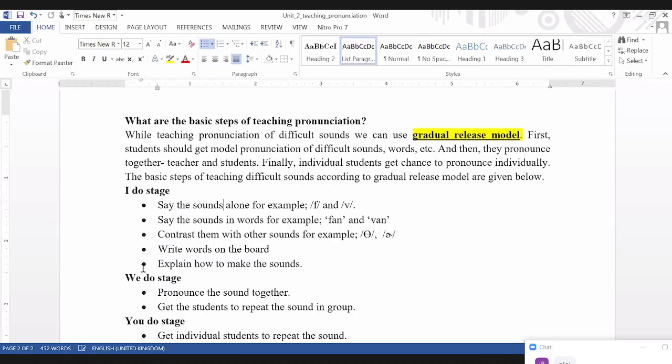For example, fa and ba sounds are difficult for Nepalese learners because they use two lips while pronouncing these two sounds. Okay, we teachers and learners have realized this. How do you teach fa and ba? Say the sounds alone. For example, pha and ba, leave it and tell.